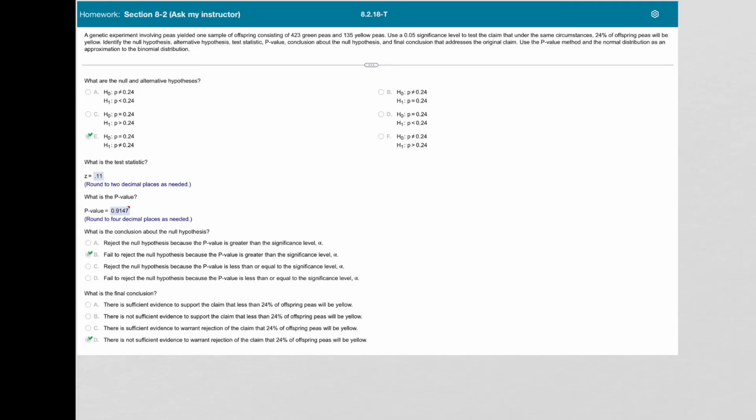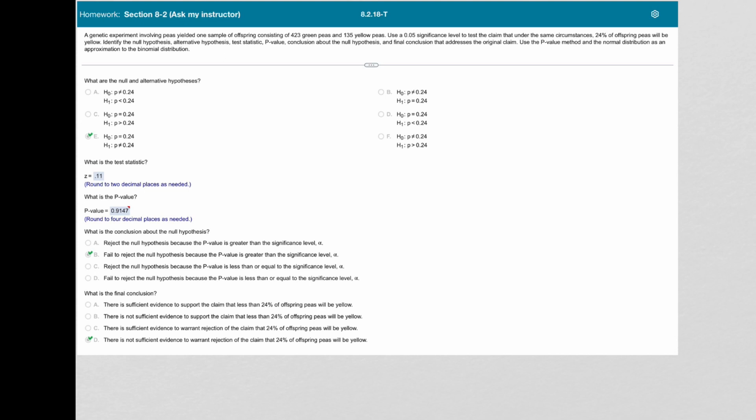In this problem, it says that a genetic experiment involving peas yielded one sample of offspring consisting of 423 green peas and 135 yellow peas. We're going to use a 0.05 significance level to test the claim that under the same circumstances, 24% of offspring peas will be yellow. We want to identify the null hypothesis, alternative hypothesis, test statistic, p-value, and then form a conclusion about the null hypothesis and a final conclusion.